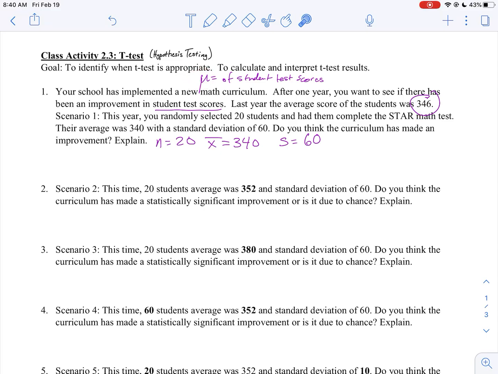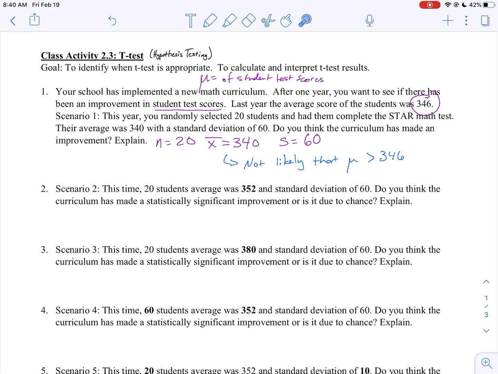And it's looking like not likely, right? The sample average was low, so it's not likely that mu is greater than 346. Now, it's possible it could have gone up a little bit, and just due to random chance, our sample had low scores. So this doesn't tell us that mu is not greater than 346, but it tells us it's not likely.